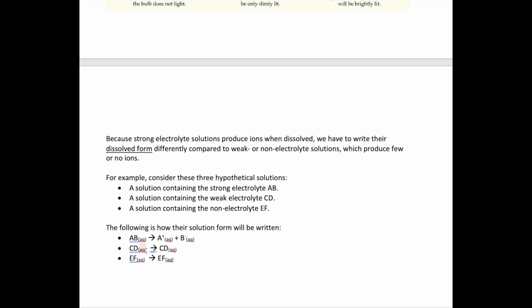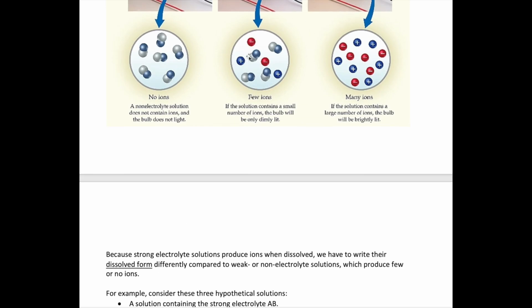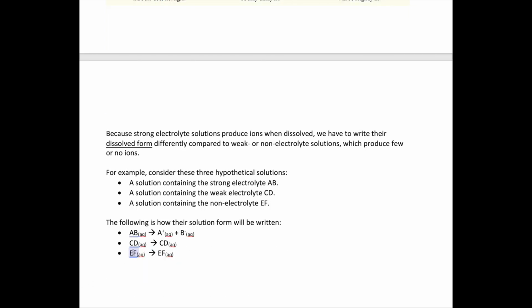The CD(aq), this is the part that's a little hard to write, because in reality, the CD would produce very few ions if it's a weak electrolyte. So you would theoretically want to show those ions, but because you can only write one form, we would write the majority form, which in this case would just be the CD compound in aqueous form. Now, is that 100% correct? Not quite, but we know that the majority of the species exists as the molecular form, as shown right here, with only a couple of these forming ions. And then, of course, with the non-electrolyte, it's pretty easy. We know there's no ions at all, so we just write the dissolved form as EF(aq).